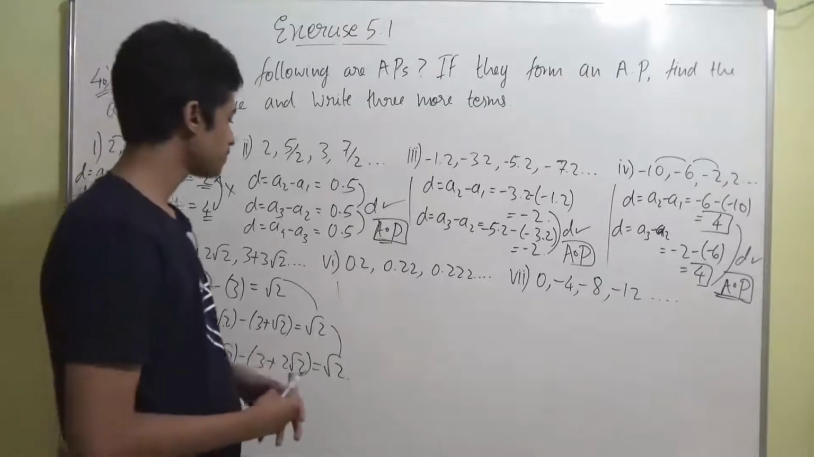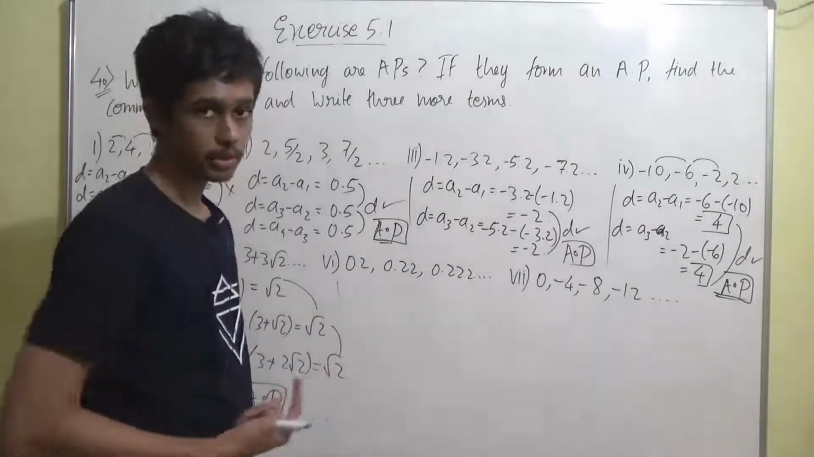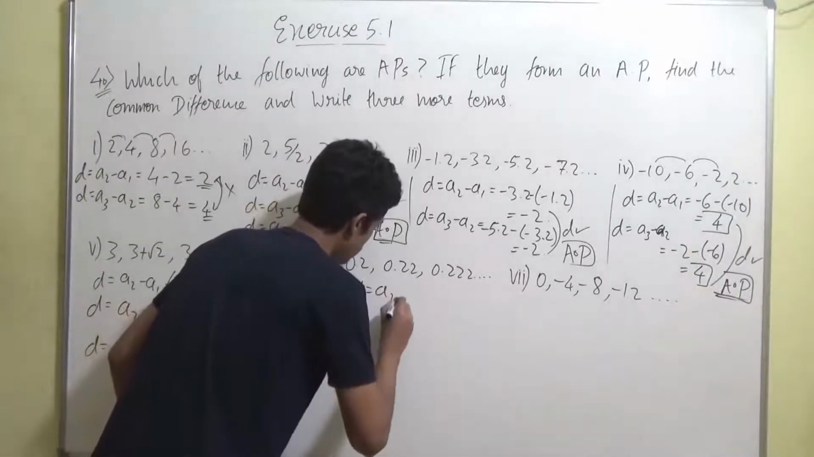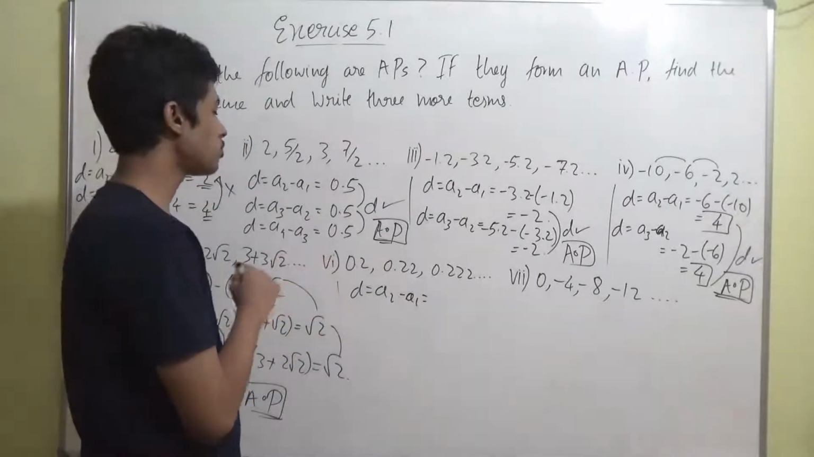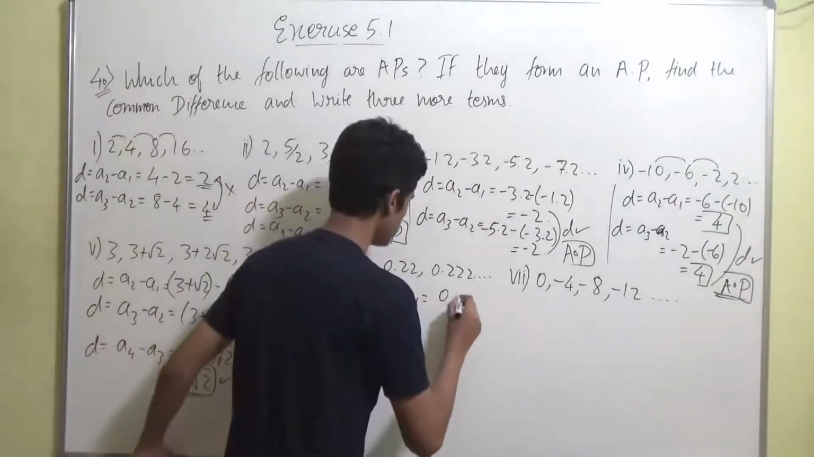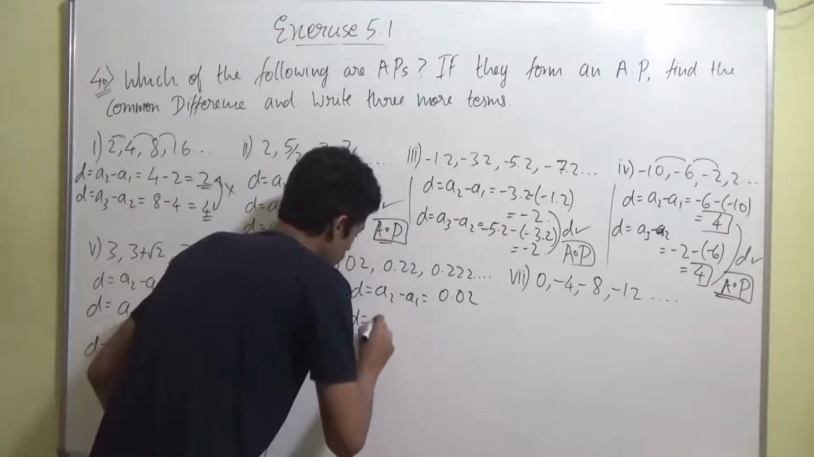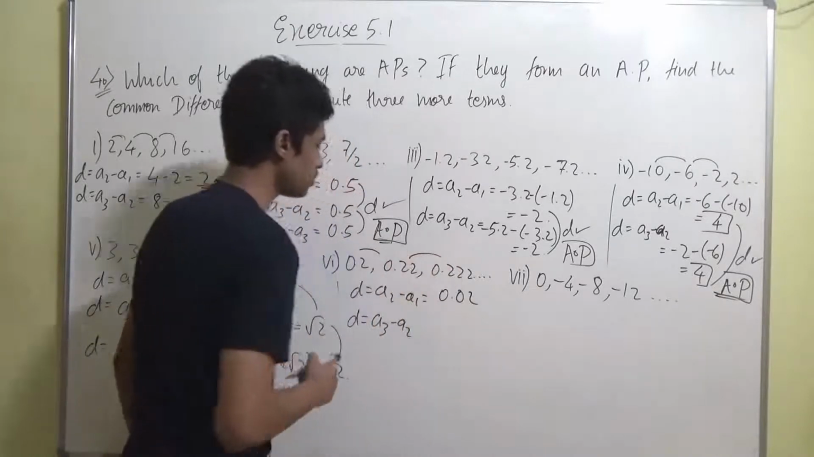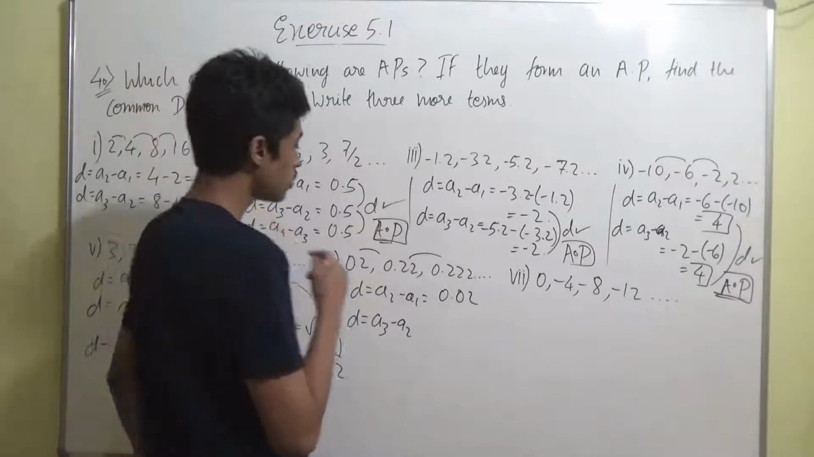Here, guys, this is actually not an AP. If you look at it, you will get to know it's not an AP. Because, for example, if you take D, a2 minus a1, it will become 0.22 minus 0.2. This will become 0.02. Getting it, guys? Now if you try to find D for a3 minus a2, between these two terms, it will become 0.002.